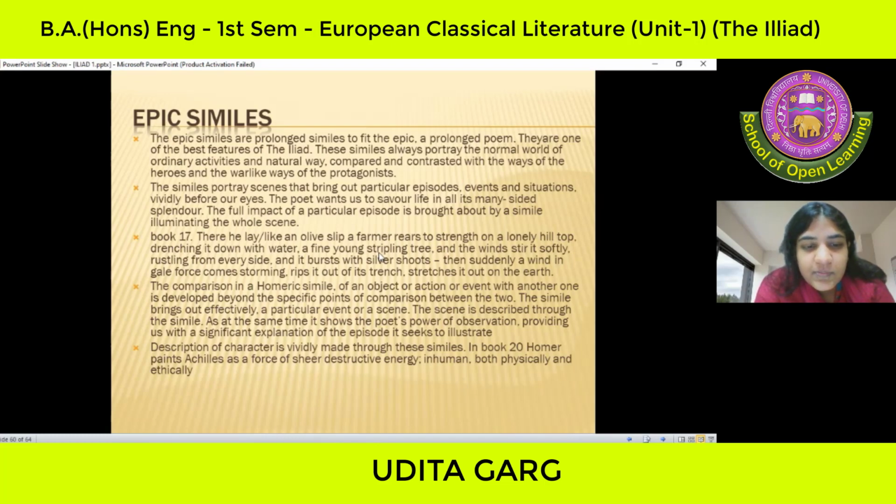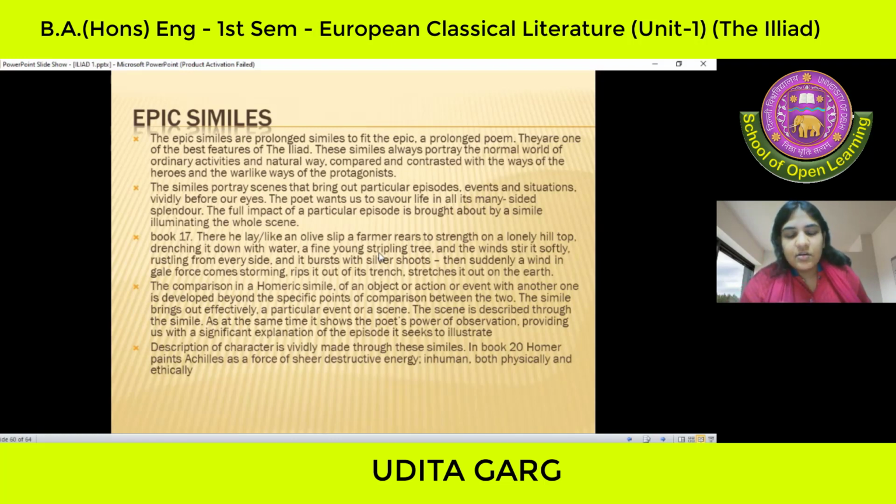In book 20, Homer paints Achilles as a force of sheer destructive energy, inhuman both physically and ethically. Right? So we were saying that Homer is not really evaluating characters, right? That is one argument that we were making. A lot of critics say that Homer himself says in the book that he is writing with the invocation, with the inspiration from the muses. He is only reporting events, right? But you see that by the use of these epic similes, he's also describing the character, and he does not talk of the character directly.